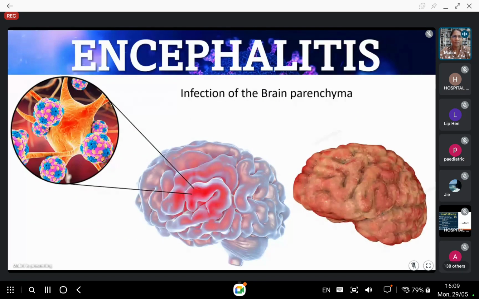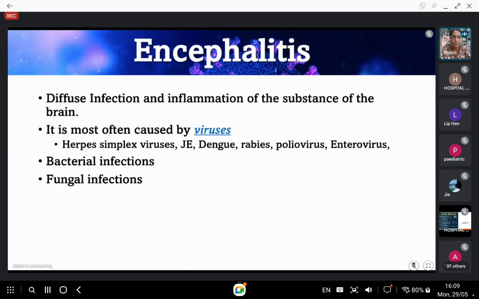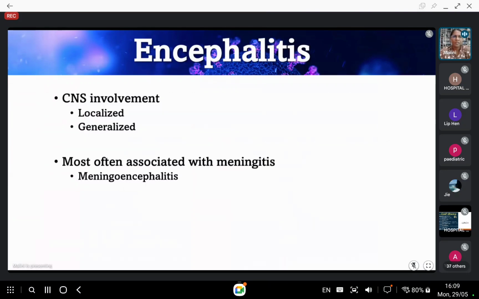Okay, so encephalitis. What is encephalitis? It is the infection of the brain parenchyma itself. Meningitis involves the meningeal layer of the brain, whereas this is direct infection of the brain itself. It's caused mainly by viruses, and you can have localized or generalized involvement, and it can also involve the meninges, and this is when we coin the term meningoencephalitis.